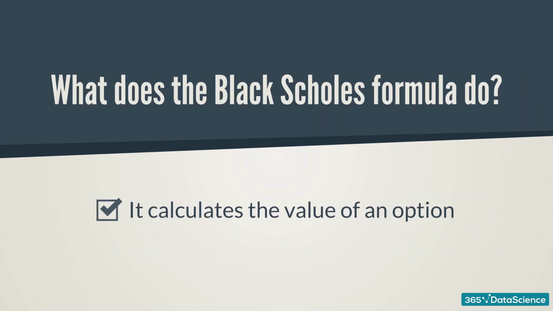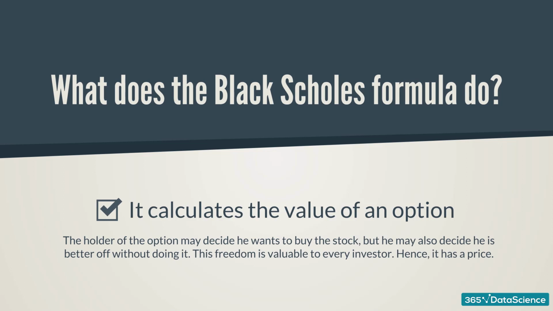So, what does the Black-Scholes formula do? It calculates the value of an option. An option, per se, is something we like. It's the freedom to choose whether to acquire a stock. The holder of the option may decide he wants to buy the stock, but he may also decide he is better off without doing it. This freedom is valuable to every investor. Hence, it has a price.